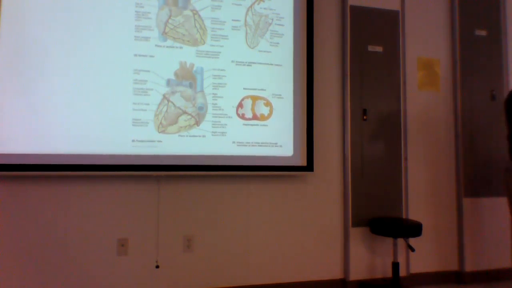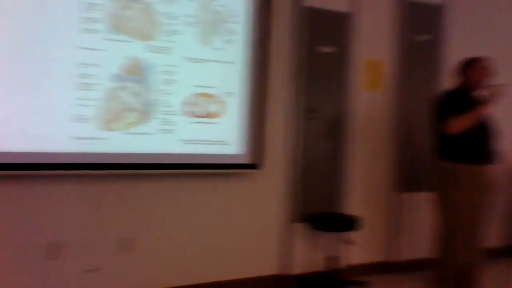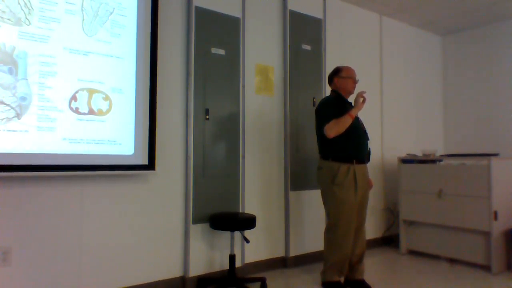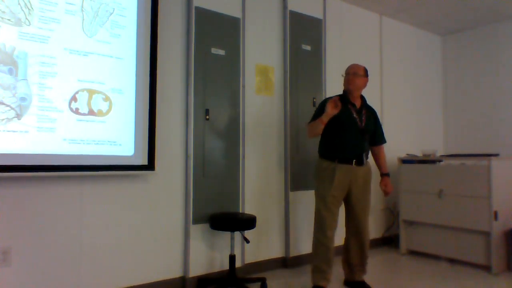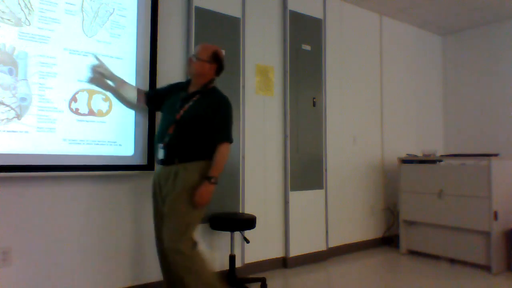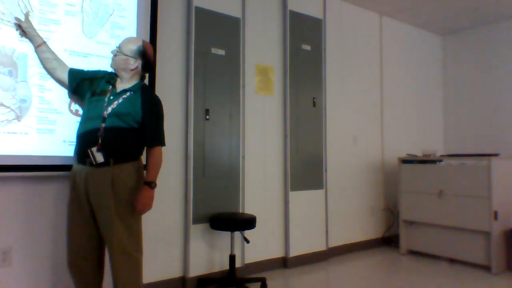And it's never called that in a cardiac textbook. It's called the left anterior descending artery, or LAD. But it's never called that in an anatomy textbook. It's always anterior interventricular. Okay? I'll get to what that means in a minute.